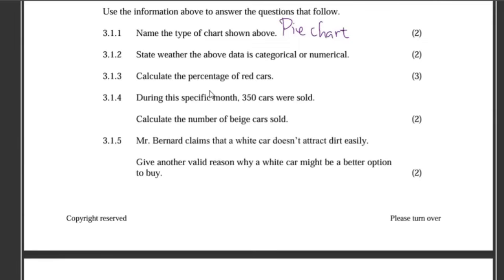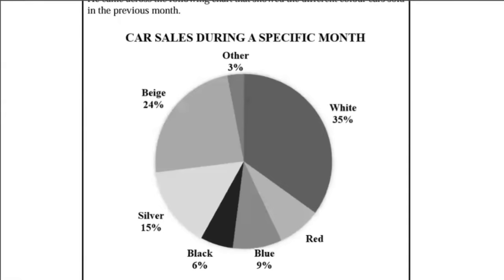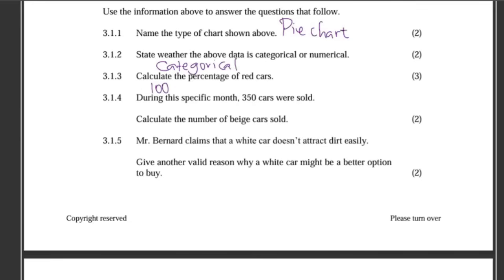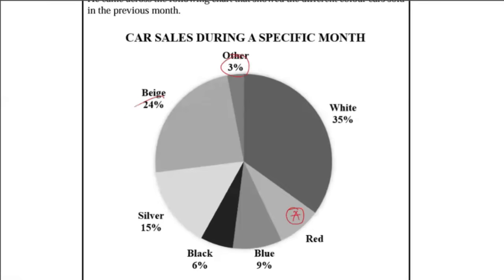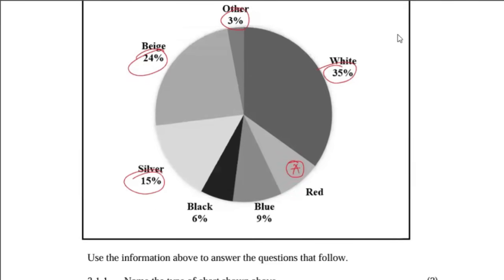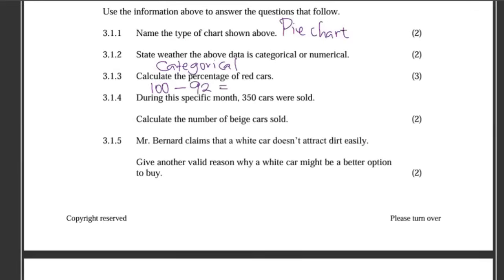Okay, state whether the data above is categorical or numerical. We say it's what? Categorical. Because it's put in colors, sections. Okay, calculate the percentage of red car. When you come to the pie chart here, the red car is missing a percentage. So we're going to look for it. Since they're all percentages, they should add up to 100. So it's going to be 100 minus the total of all these, add them up and you subtract them. So we shall add that plus this, plus this, plus this, plus that, plus that. But when you add the normal ones, they give you 92. Meaning red is 8%.